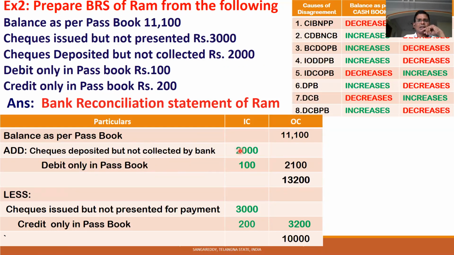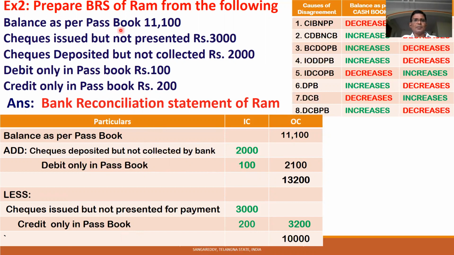Checks deposited but not collected, add. Debit only in passbook means passbook decreases, so where to add. Debit only in passbook, passbook decreases, add. Credit only in passbook, passbook increases, so less.